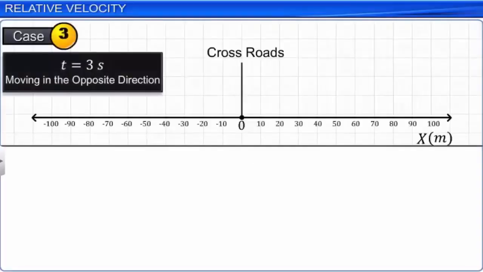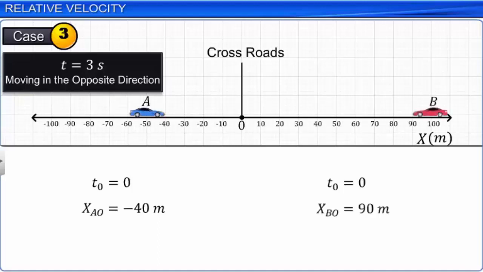Case 3. At the time of initial observation, that is, when T naught equals 0, car A is 40 meters behind the crossroads, and car B is 90 meters ahead of the crossroads. Car A is moving towards right with a uniform velocity of 10 meters per second. Car B is moving towards left with a uniform velocity of 15 meters per second.